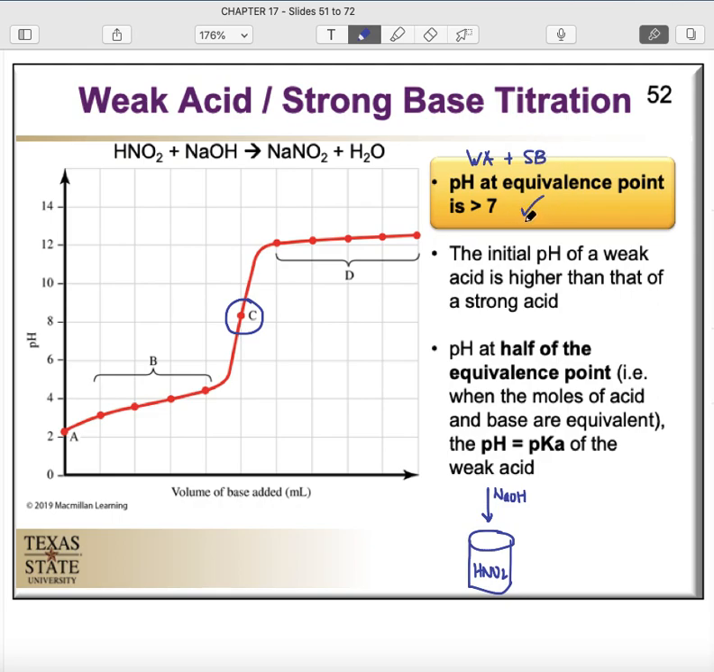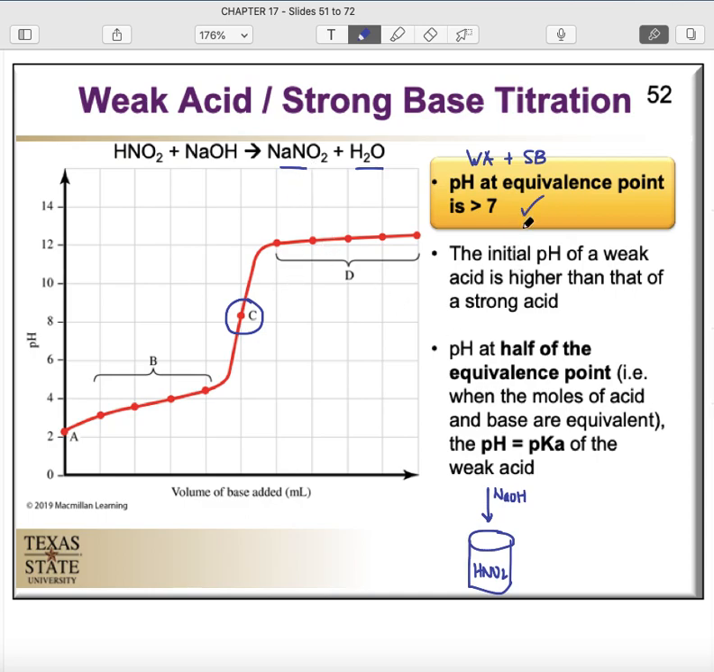This will always be the case because when you do this titration, the salt that you're forming in this reaction is a basic salt, and so the solution that you end up with at the equivalence point is going to contain the salt and water, and of course the salt is going to be responsible for setting the basic pH of that solution.